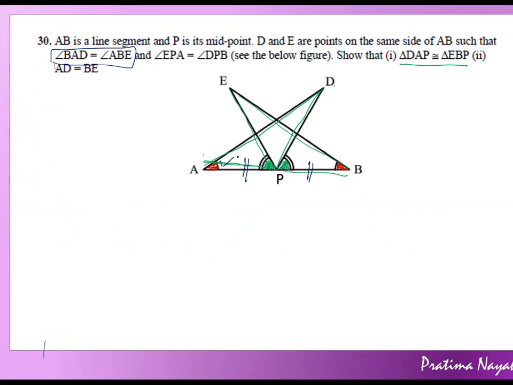How to show it? One angle is already given, and then I'll go for this angle. I'll add this green angle once to get APD, and once I'll add to BPD, so that I'll get EPB. Then my purpose is solved. So let us write now.